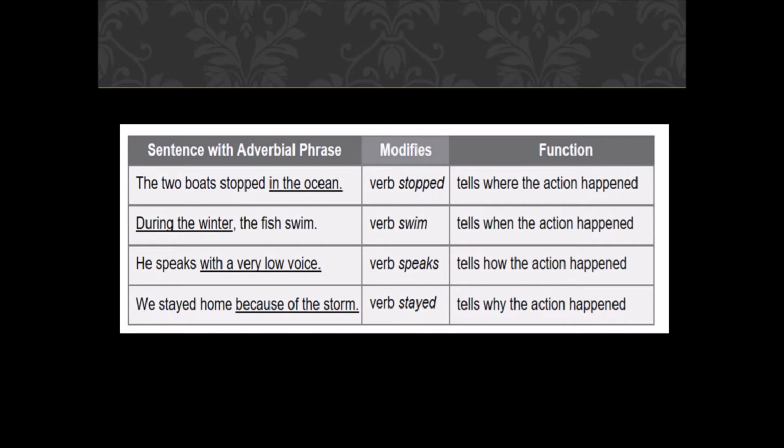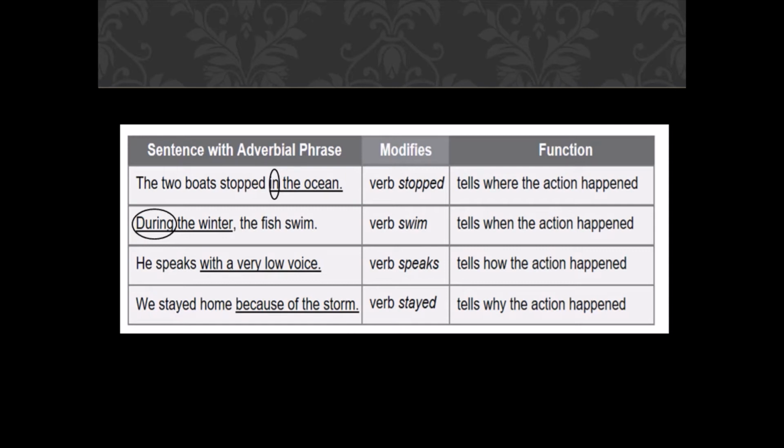Now, the first word in the adverbial phrase is in, which helps you tell its function, and it is to tell where the action happened. Let us move on to the second sentence. During the winter, the fish swim. Our adverbial phrase is during the winter, which modifies our verb swim. Now, our first word in the phrase is during, which helps you tell its function again. And its function is to tell when the action happened.